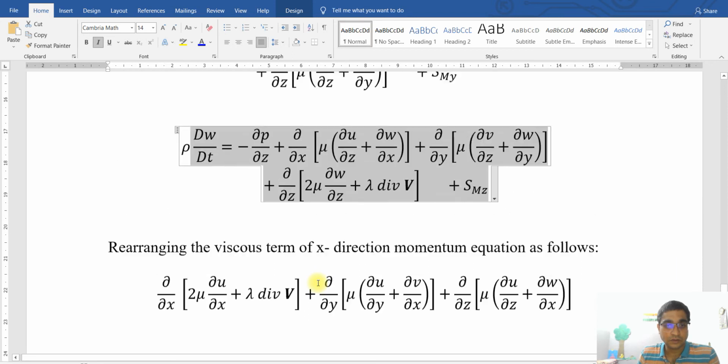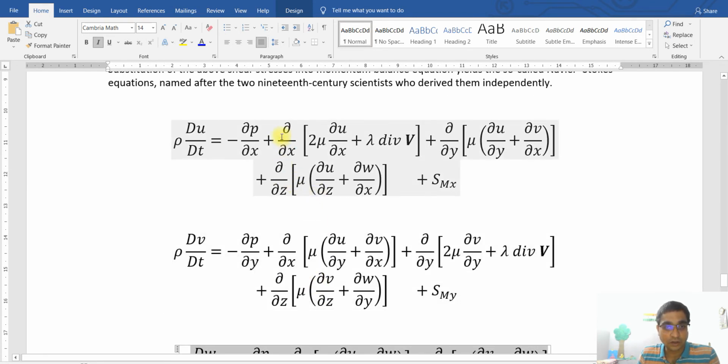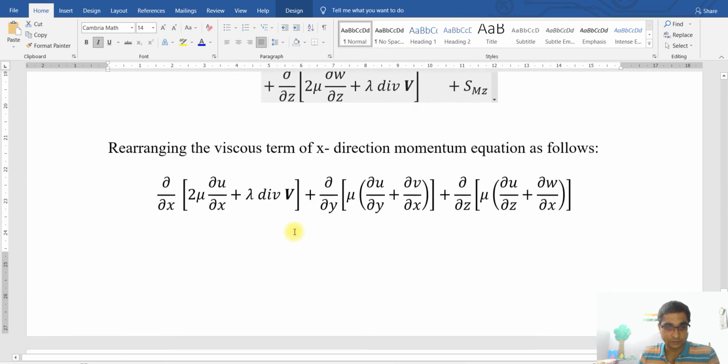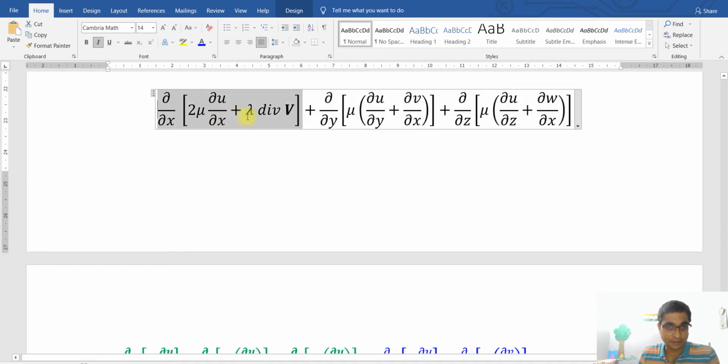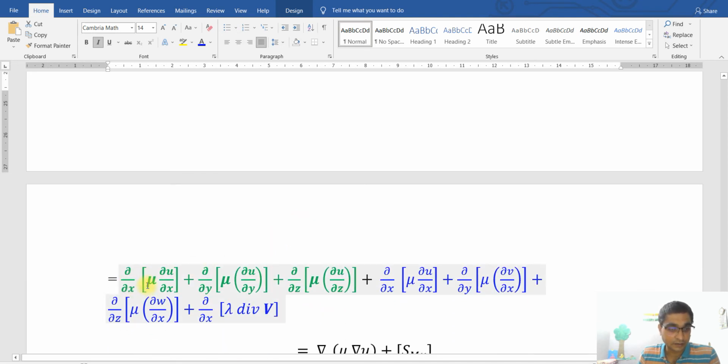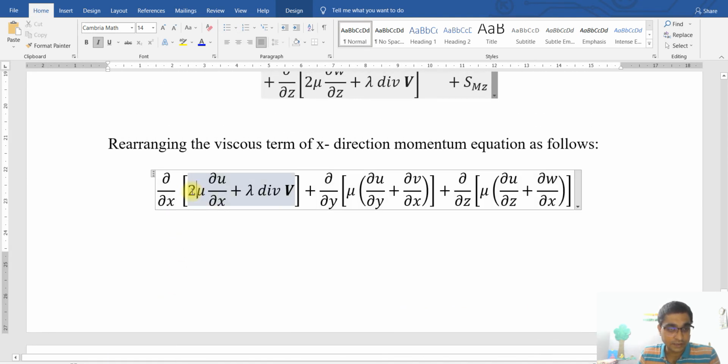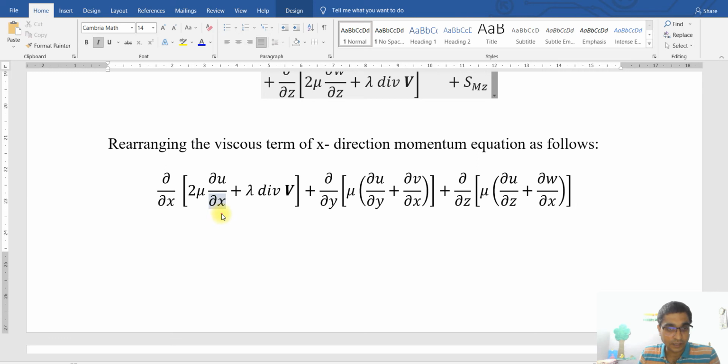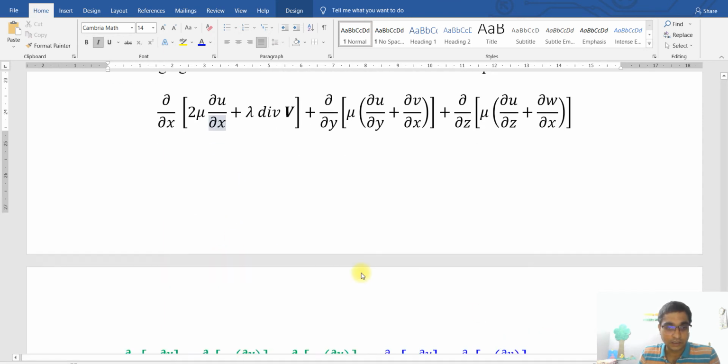So now we would like to rearrange all the viscous terms. First, let us write these viscous terms in another way. How can we write it? This is our x direction viscous terms. These can be written as del x of mu del u over del x. How? This is actually 2 times mu del u over del x, so first time you can write it: del x of mu times del u over del x. So I wrote it here.